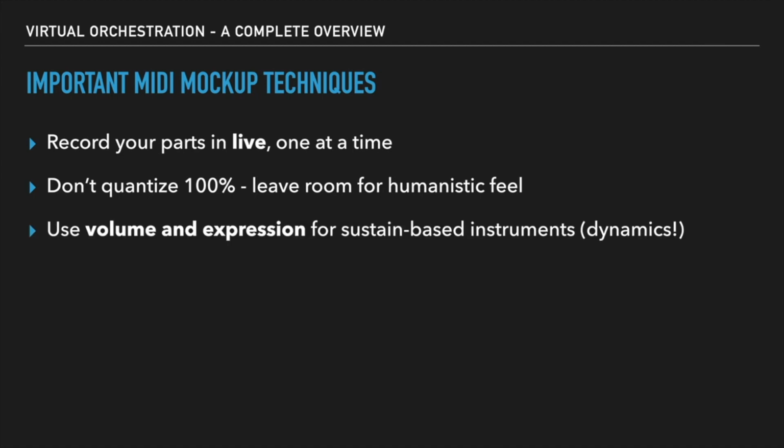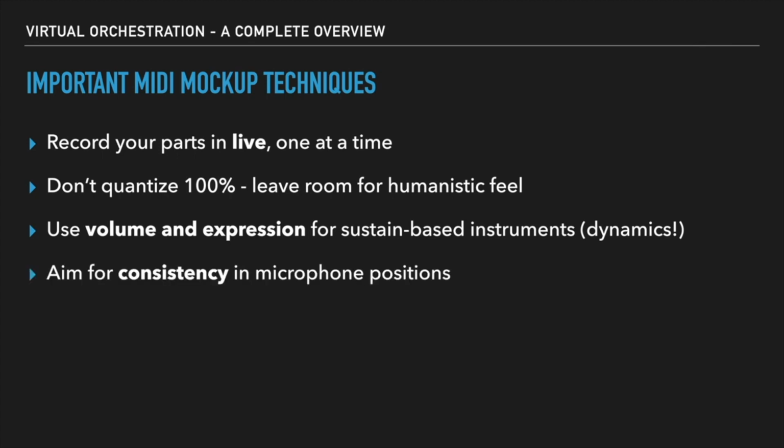Also, you want to make sure you use volume and expression for sustain-based instruments, and usually this will create natural dynamics that a lot of sample libraries come included with, let's say strings. If you're playing a string line that's legato, for example, you don't want it to all remain at mezzo piano or something if it's like a lead melody. Maybe you want to start quieter, but you want to really soar up into the higher dynamics, and you want to do that by using your volume and expression parameters.